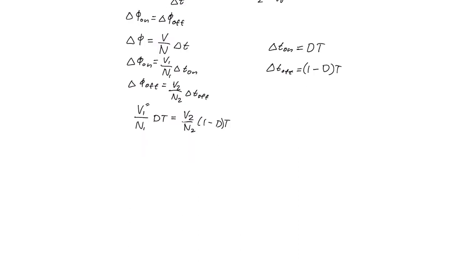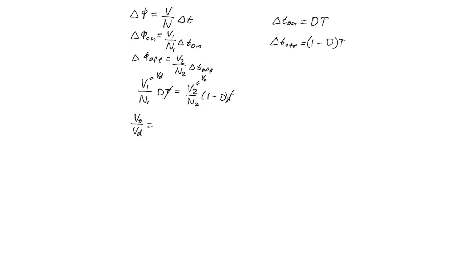So this one here is equal to VD, and this one here is equal to VO. If we solve for VO over VD, we can just move this one over to this side here and move everything here over to the other side. And the first thing that we can see is that the two T's cancel each other. So VO over VD will be equal to N2 over N1 multiplied by D over 1 minus D.